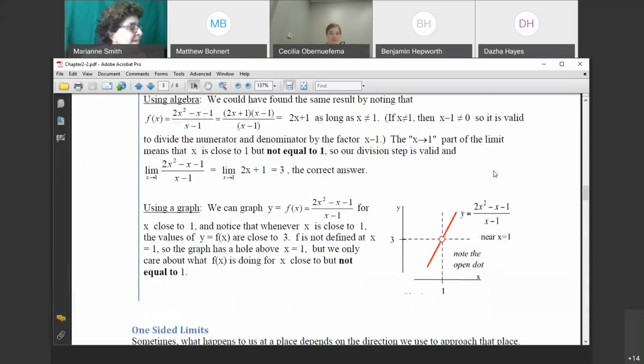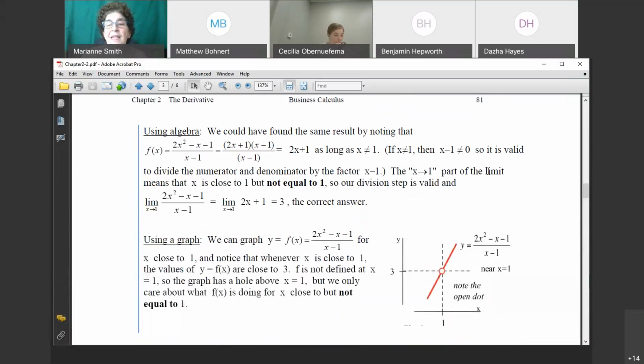All right, so basically you can see here are a bunch of different ways to evaluate a limit. So everybody okay with the table, the algebra, and the graphical way to evaluate a limit? Everybody all right with the 3 ways?